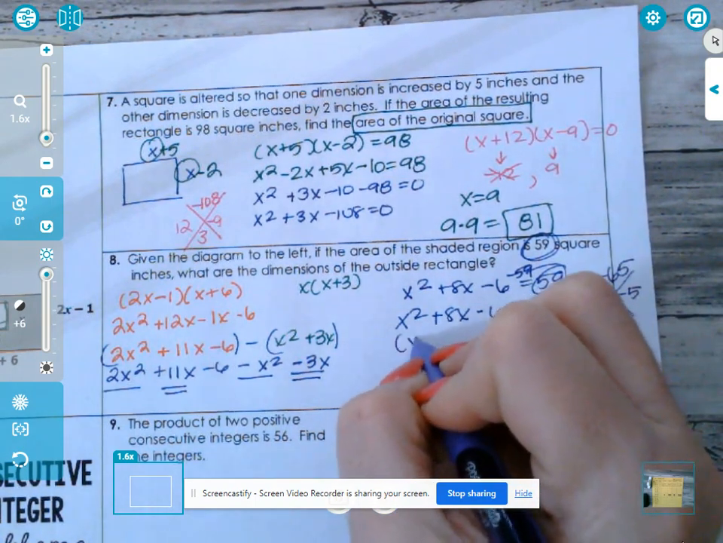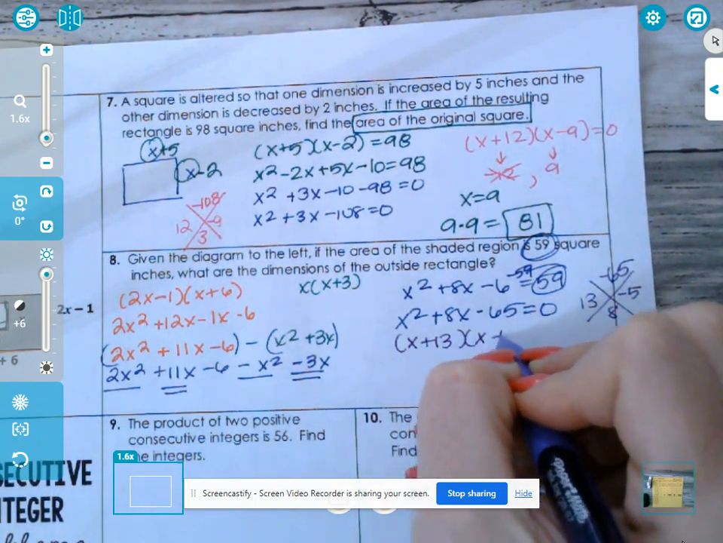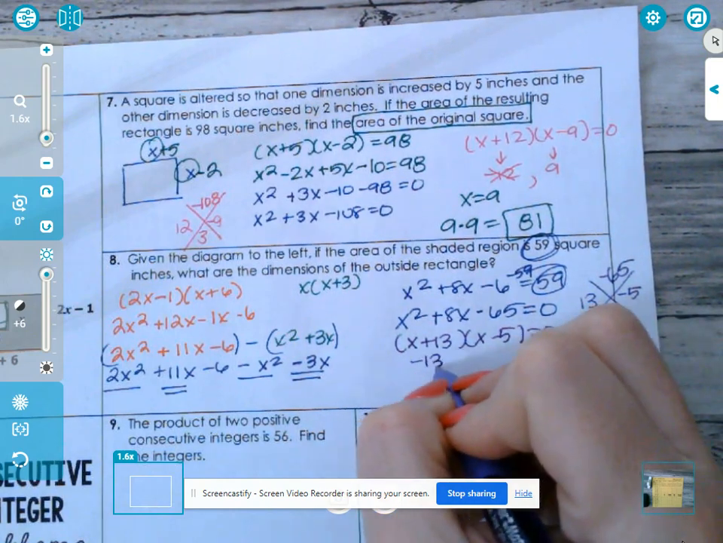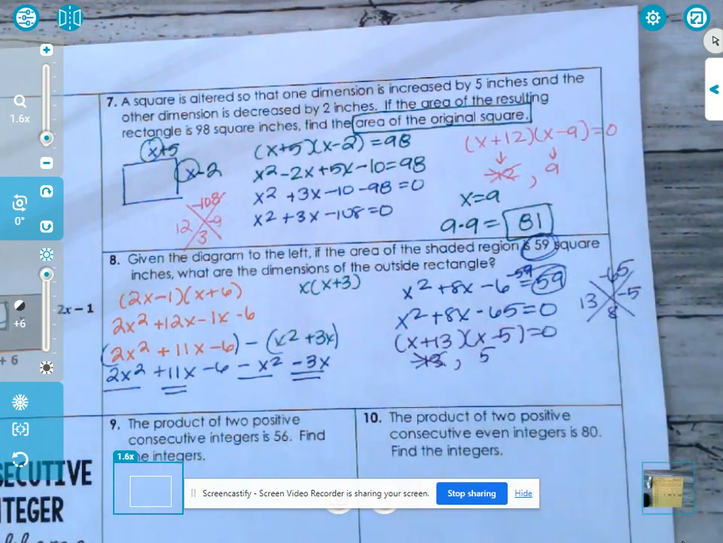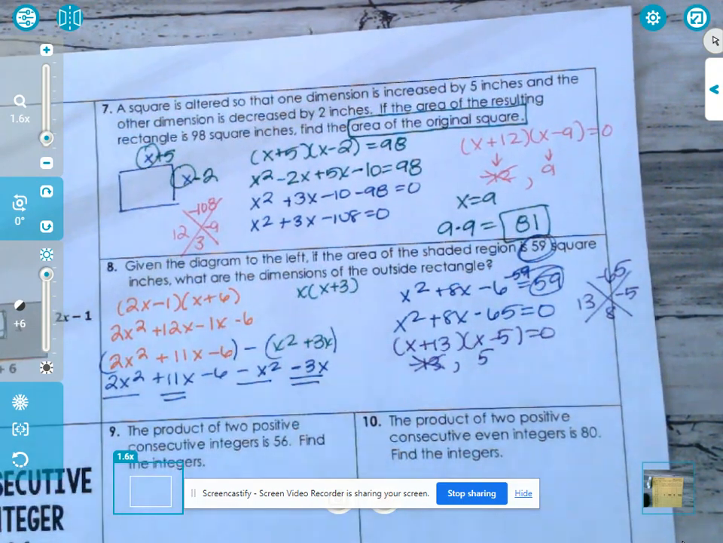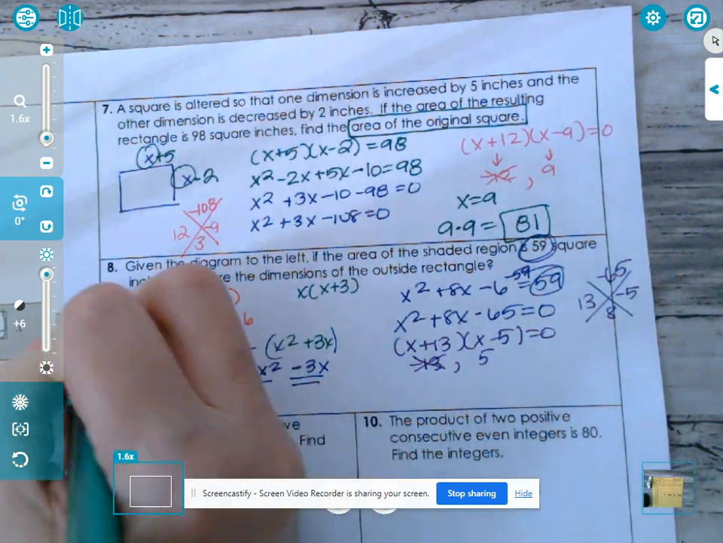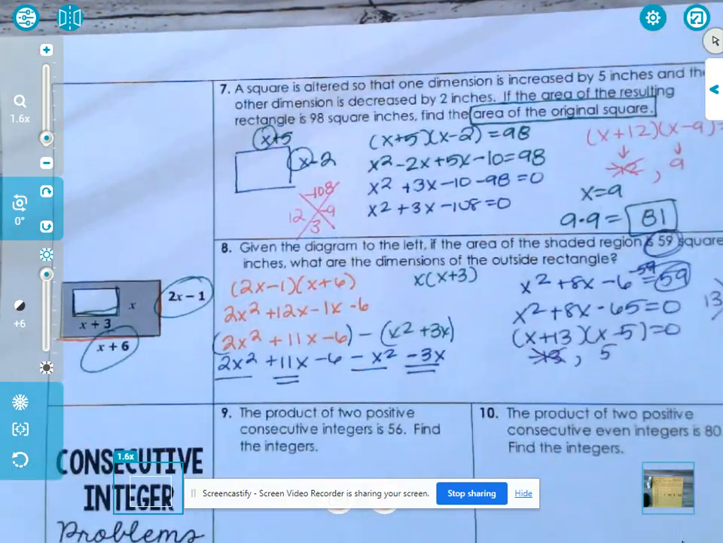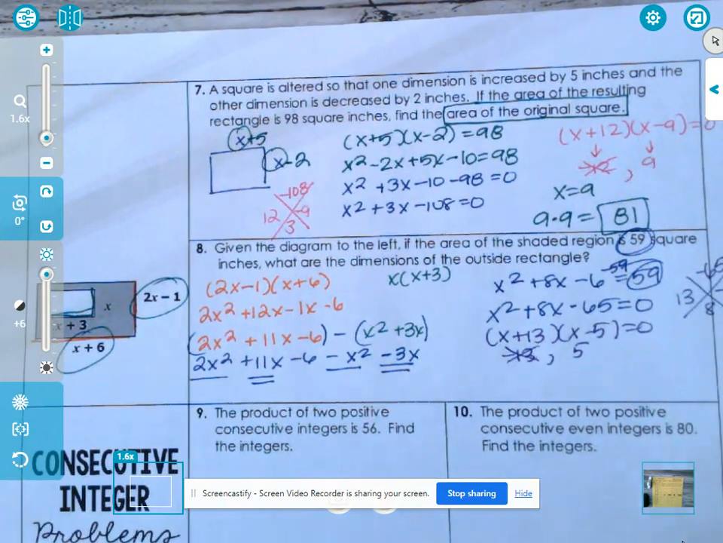Okay, and that's going to be 13 and negative 5. So negative 13, positive 5, throw out the negative. Okay, so 5 is our X, and it wants to know the dimensions of the outside rectangle. Okay, well, that's these two right here.